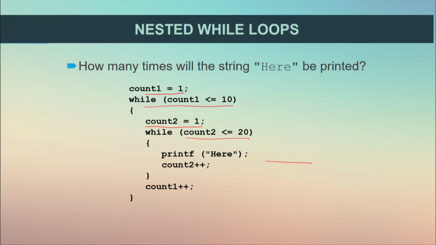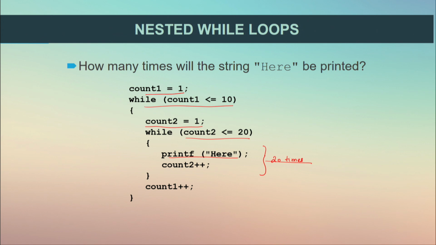Here we have declared two counter variables, count 1 for the outer loop and count 2 for the inner loop. The condition for the inner loop is that it has to be executed 20 number of times, and the outer loop we want executed 10 number of times. We are printing the message inside the inner loop. So, the inner loop will be executed 20 times.